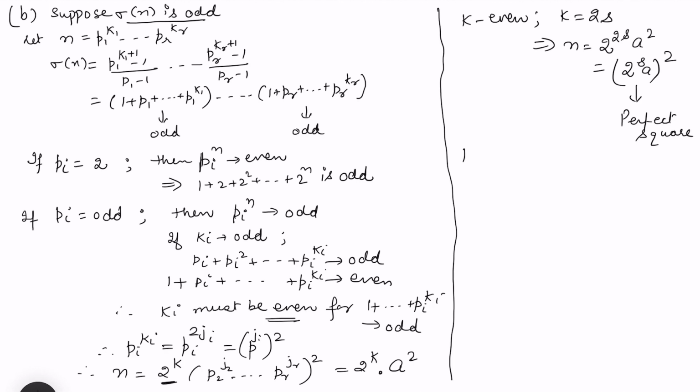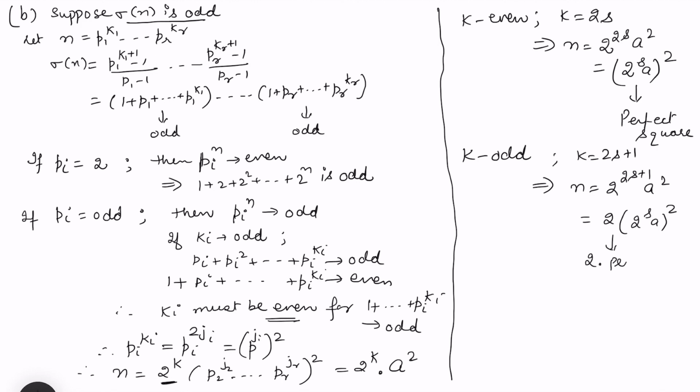And if k is odd, so suppose that k is some 2s plus 1. This implies n is nothing but 2 to the power 2s plus 1 times a squared. In that case it is 2 times 2 to the power s times a, whole squared. So it is twice a perfect square, 2 times the perfect square. So that is what we have to prove as the result.